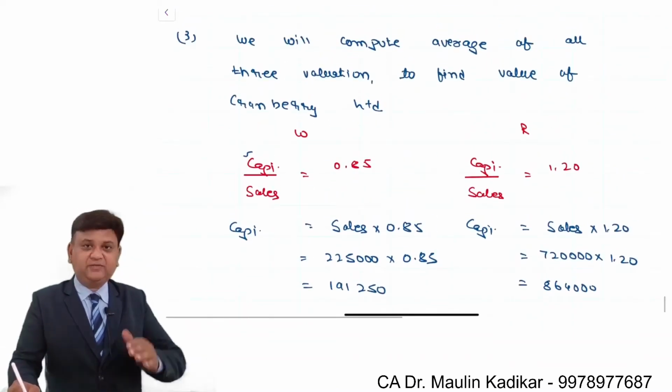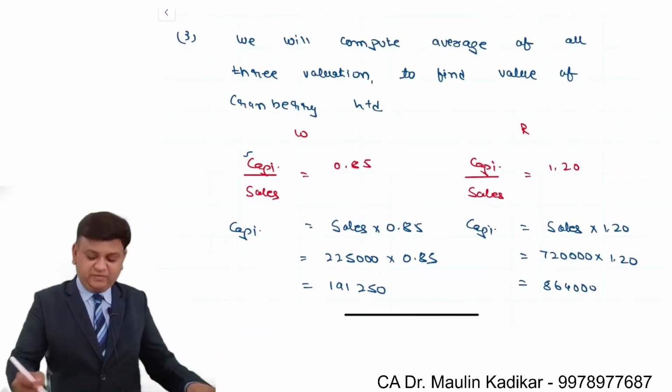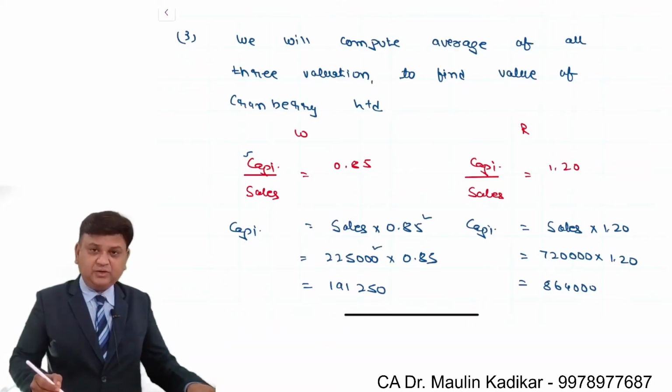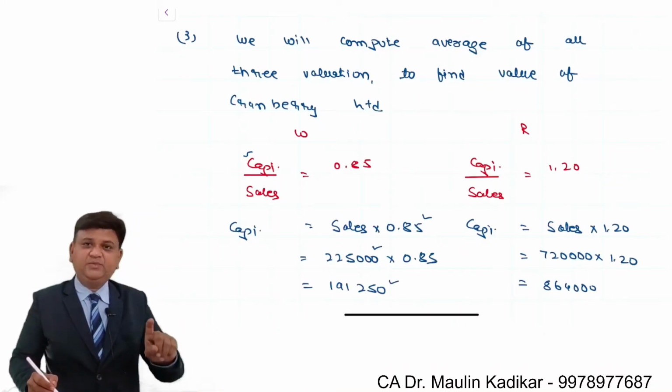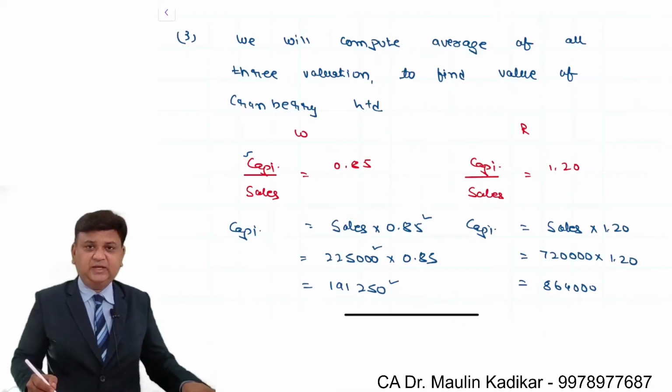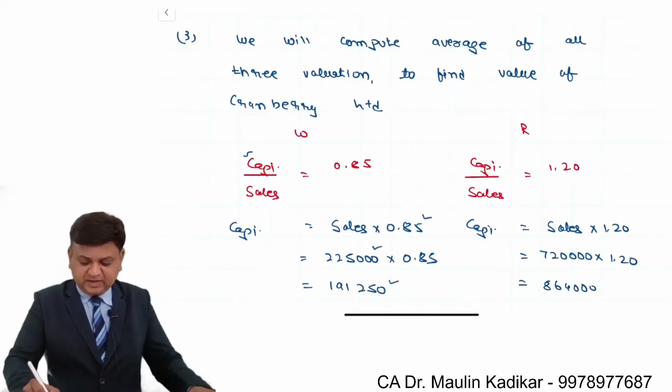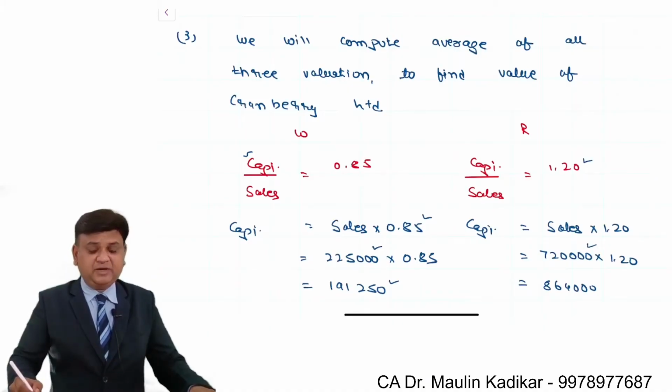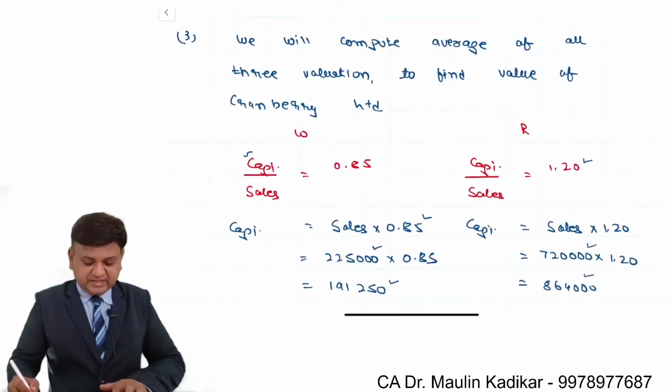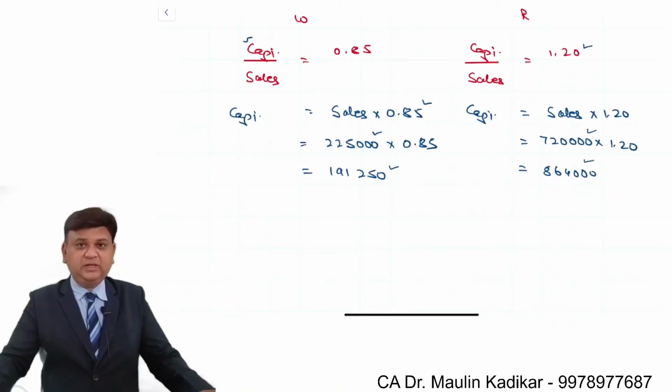So basically friends, the value of the company for every 1 rupee of sales is 85 paise. Now the wholesale segment has a sales value of 2,25,000, so the value of the wholesale segment is 1,91,250. Similarly for the retail segment, for every 1 rupee of sales the value of the company is 1 rupee 20 paise. The sales is 7,20,000, so the value will be 8,64,000. That is the way we are supposed to do the valuation of the wholesale and the retail segment.